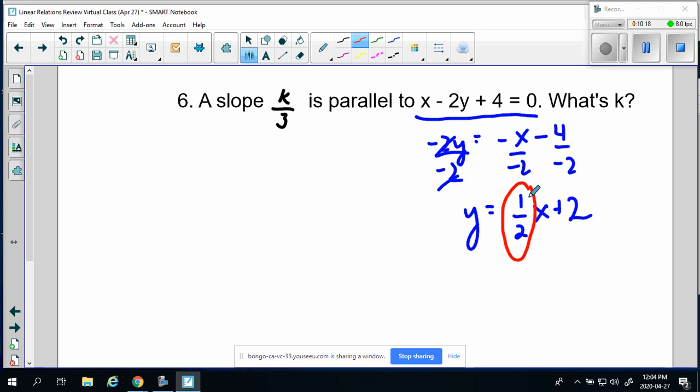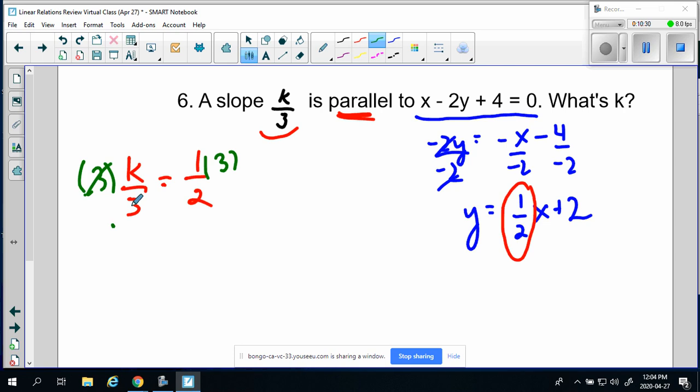So if this is the slope of the blue line, then this slope, which is parallel to it, must be equal to that slope. And then we can multiply both sides by 3 and realize that k is equal to 3/2. And we're done.